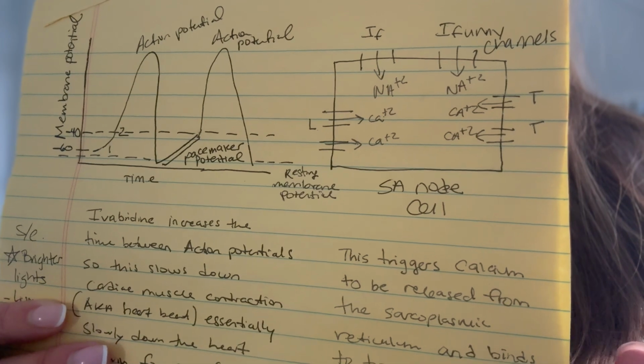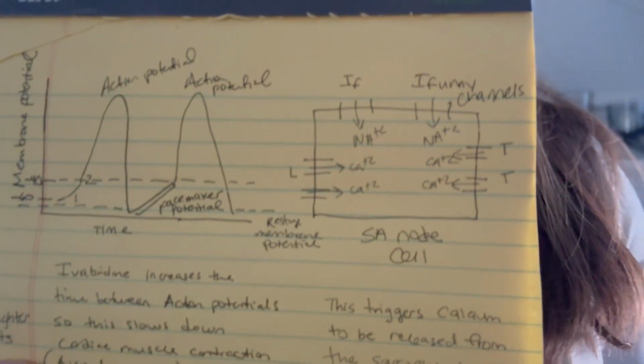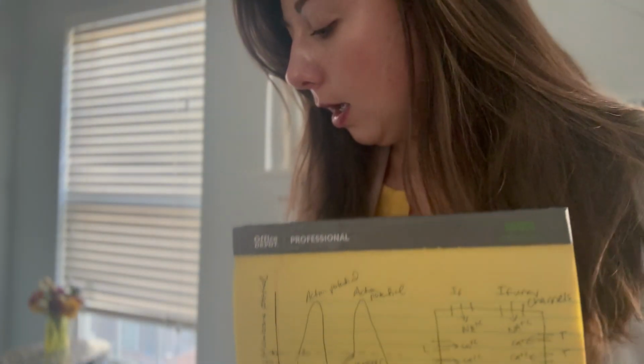And obviously, if we have a lower heart rate, then we have decreased oxygen demands on the heart. And if we have decreased oxygen demands on the heart, that relieves our heart failure symptoms, angina, and shortness of breath. So that's one thing.